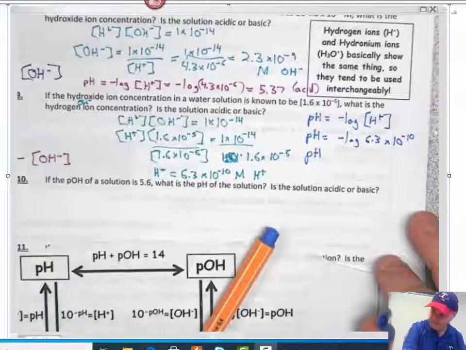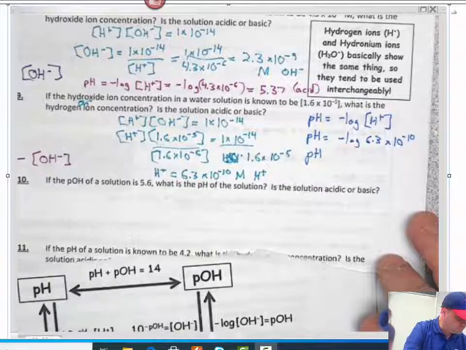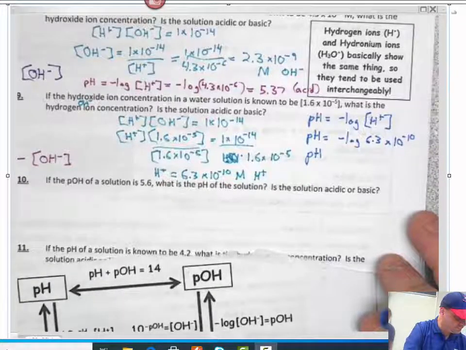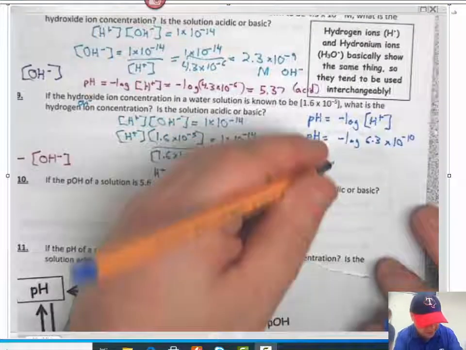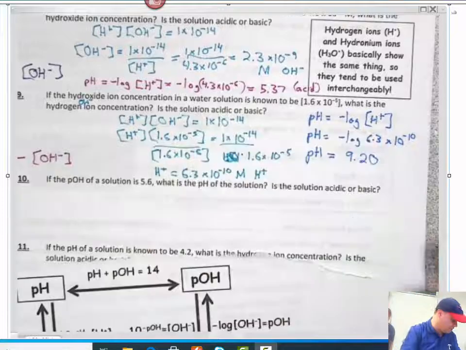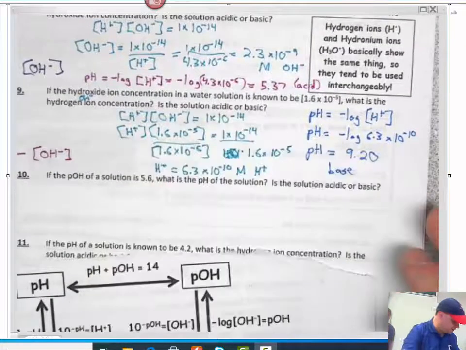Come on, Mr. Harden. I get a pH of something. Negative log of 6.3 E negative 10. I got a pH of 9.20 because I'm going to round them all to the hundredths place, which tells me that this is a base.